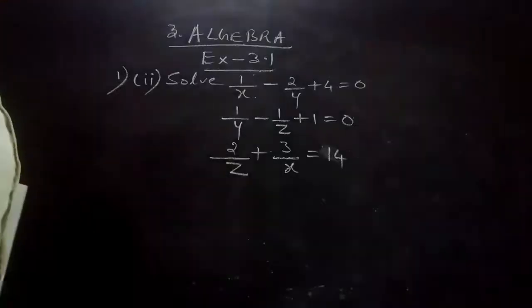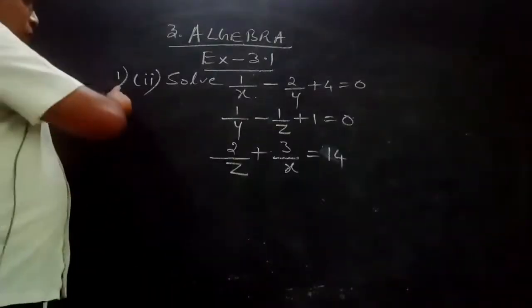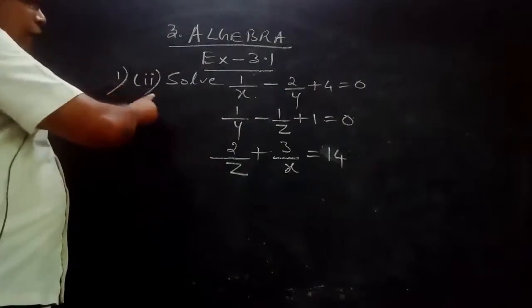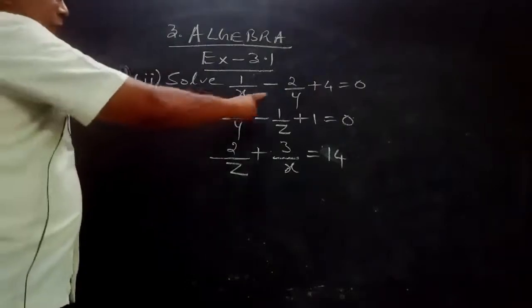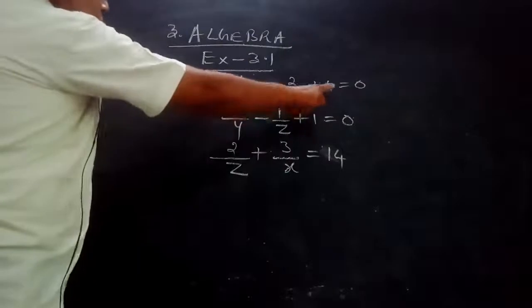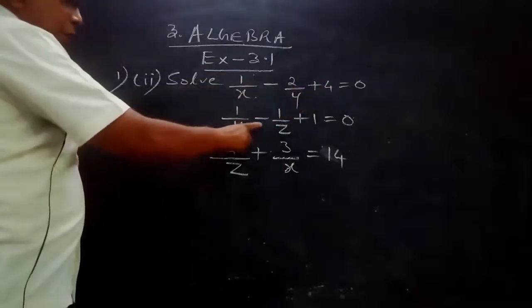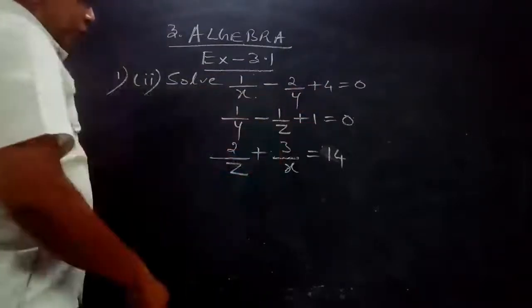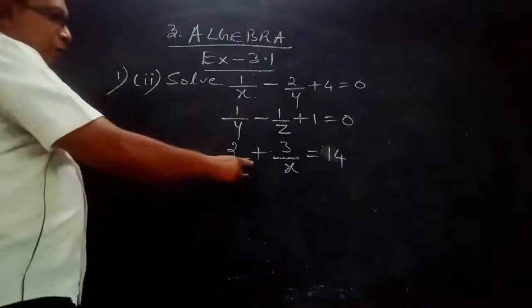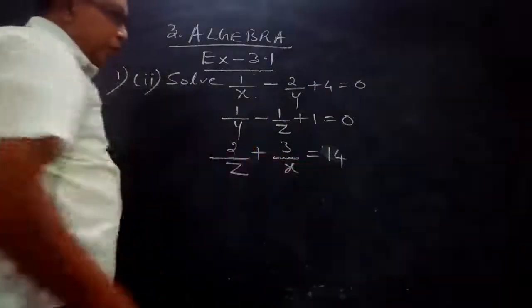The exercise number 3.1. The first sum, second division. Solve 1 by x minus 2 by y plus 4 equal to 0. 1 by y minus z plus 1 equal to 0. 2 by z plus 3 by x equal to 14.